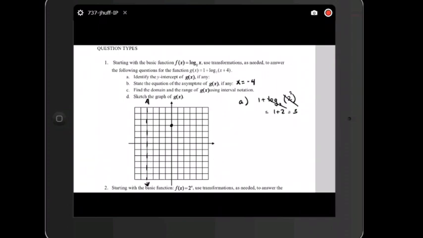So for part C, we can say that the domain, it doesn't include -4. So I'm going to put a parenthesis, but it goes from -4 to infinity. The range is from -infinity to +infinity. Now we need to sketch the graph.